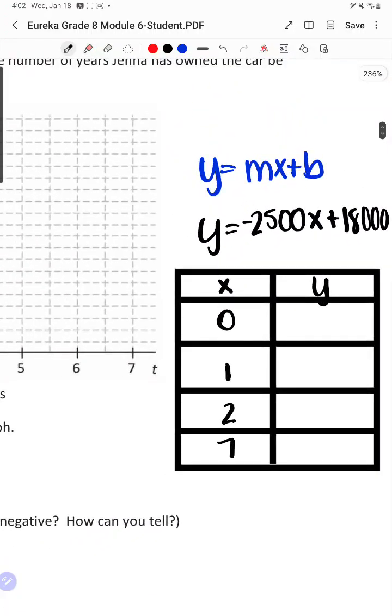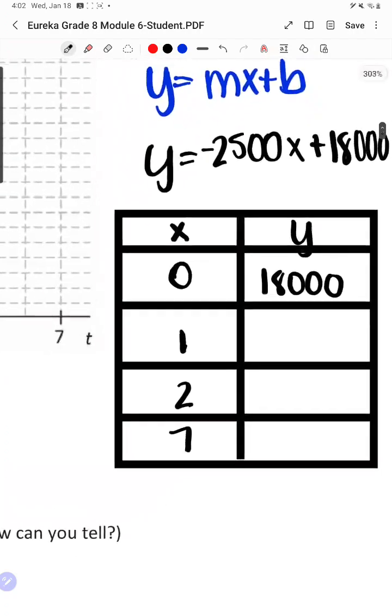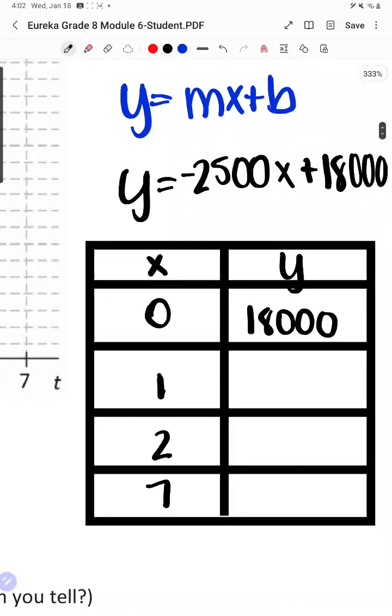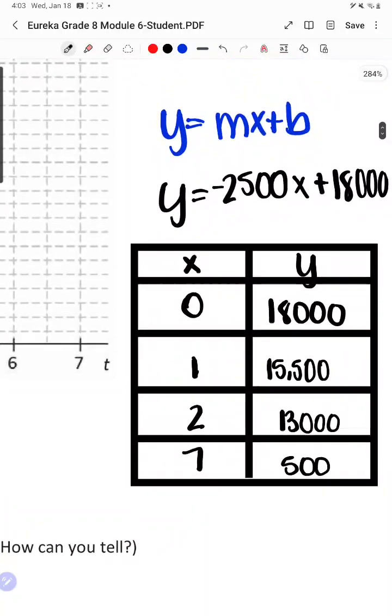All right, you should have found that it is 18,000 because you plugged that 0 in right there for x. All right, find it for 1, 2, and 7 now and enter your answers into Edpuzzle. Okay, so you should have found these values right here. You would know this by plugging in a 1 for x, plugging in a 2 for x, and plugging in a 7 for x. And whatever you get out of that function right there is your y.